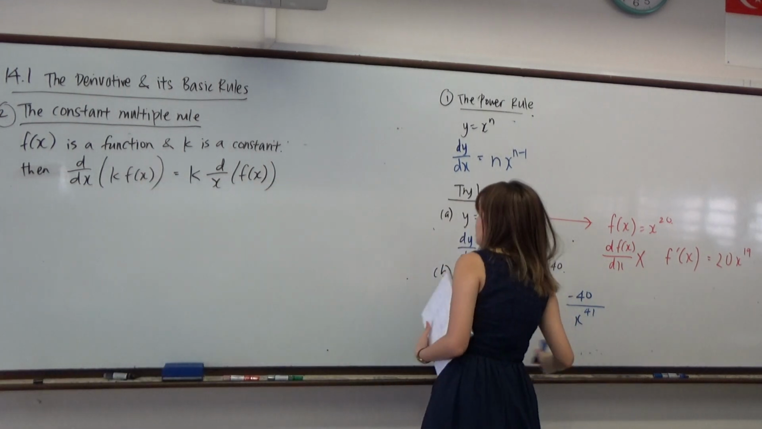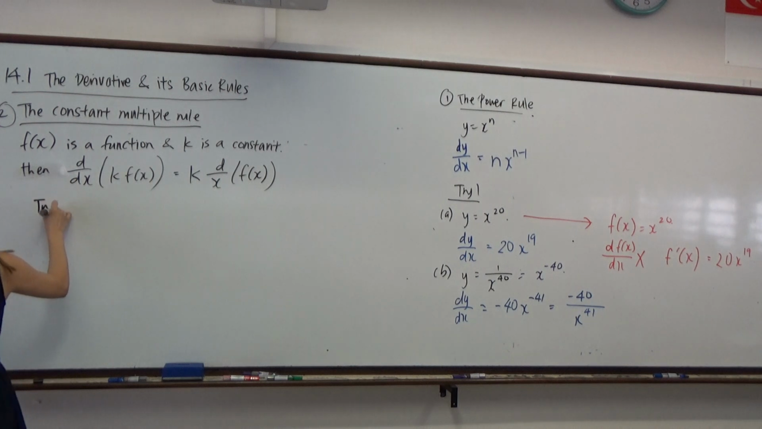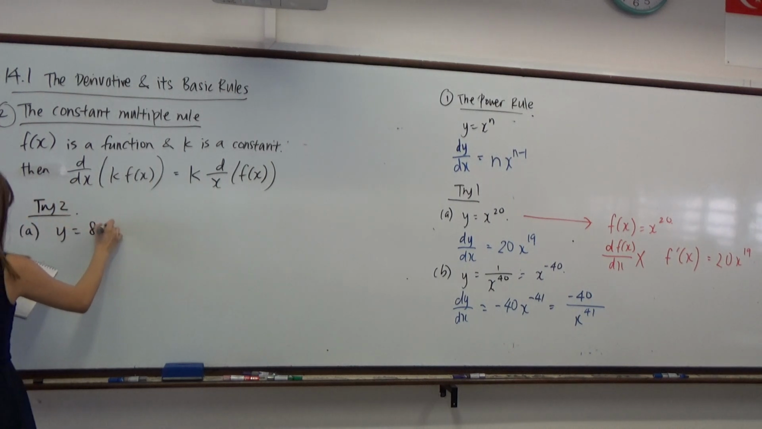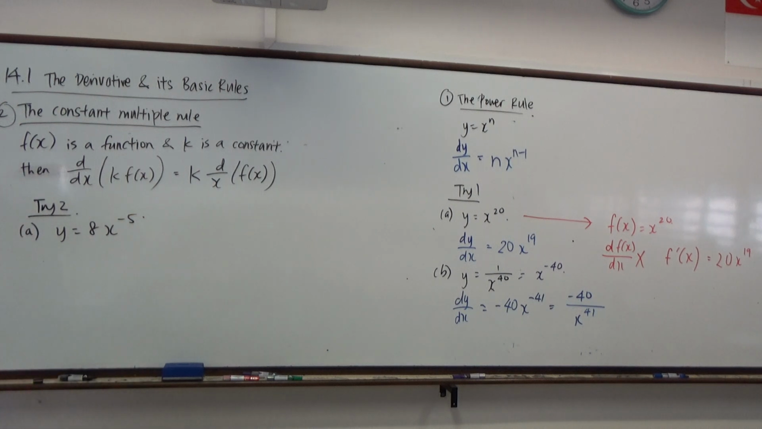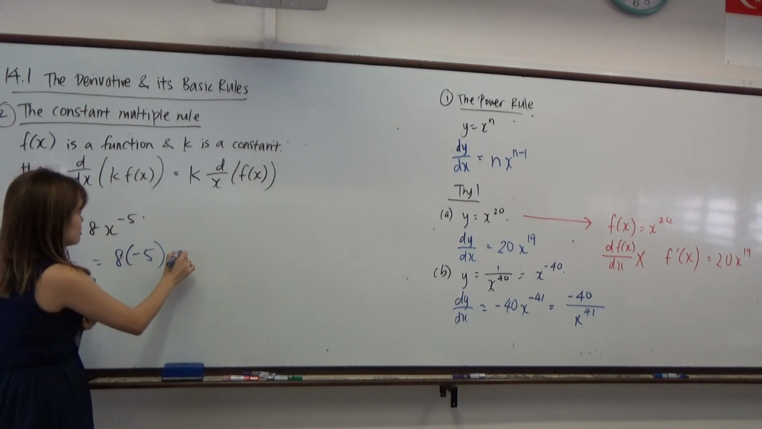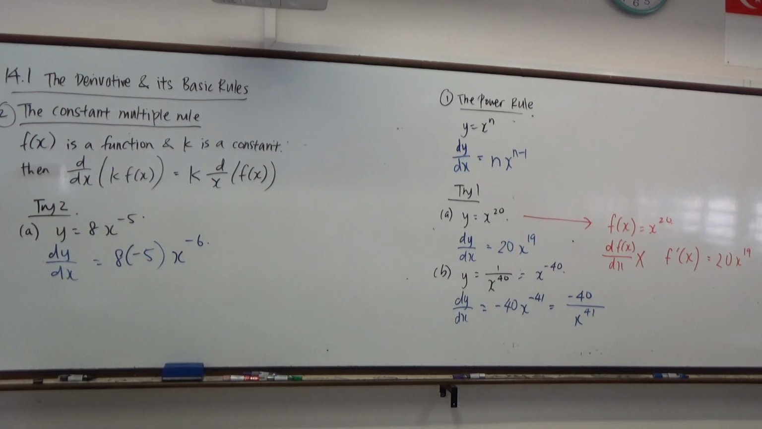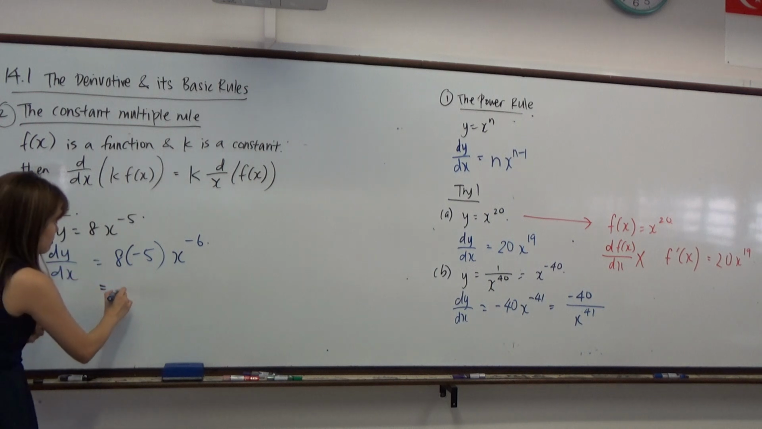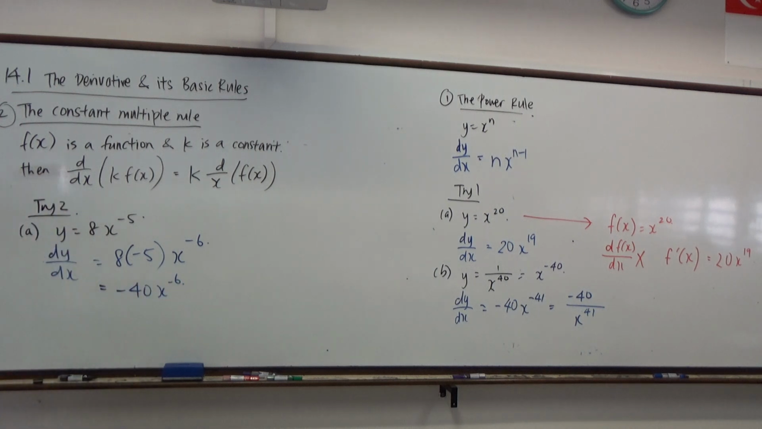To understand the application, let me show you one example. If the function given is 8x to the power of negative 5, 8 is like the k over here. If I want to differentiate this, I will keep the 8, and bring down the power negative 5, then x to the power of negative 6, because negative 5 minus 1. Simplifying, this will be negative 40x to the power of negative 6. So what this is saying is that you just keep the constant if it is being multiplied by a function itself. Do you understand me so far?